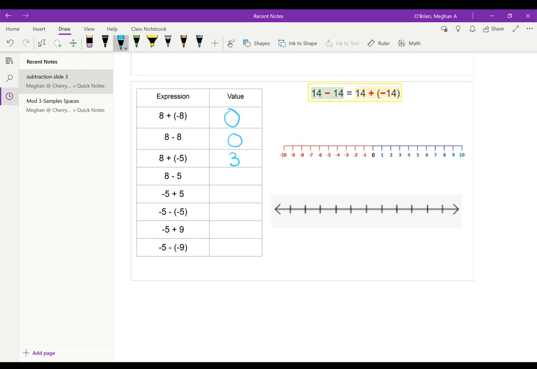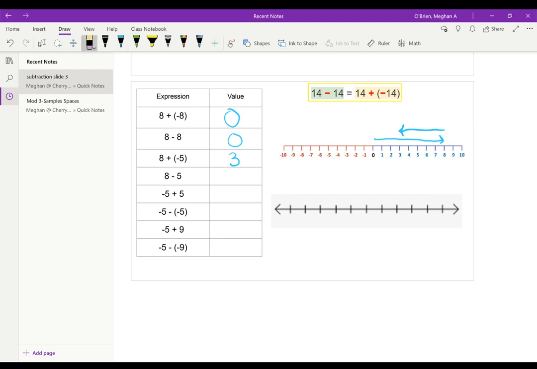If I were to model this on the number line again, I start at 0, I go to 8, and then the negative 5, to represent that, I'll go 5 spaces to the left in the negative direction, and then I land at positive 3.